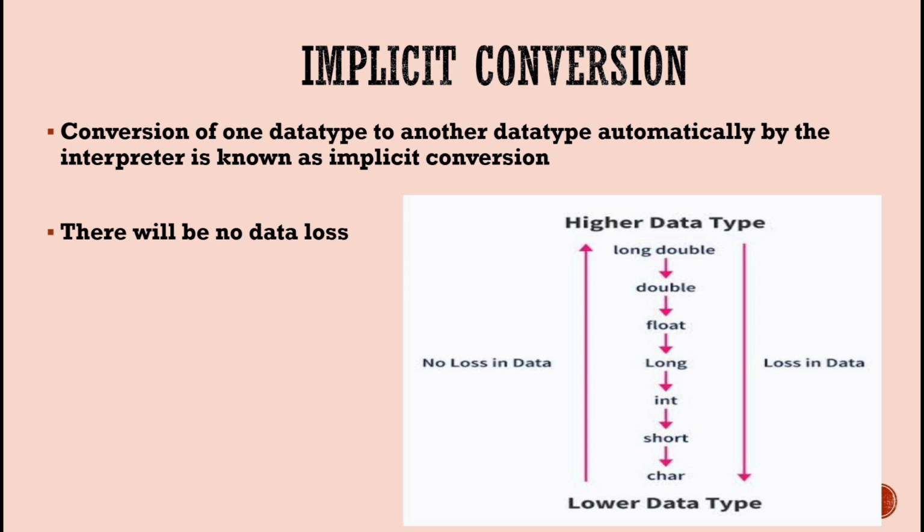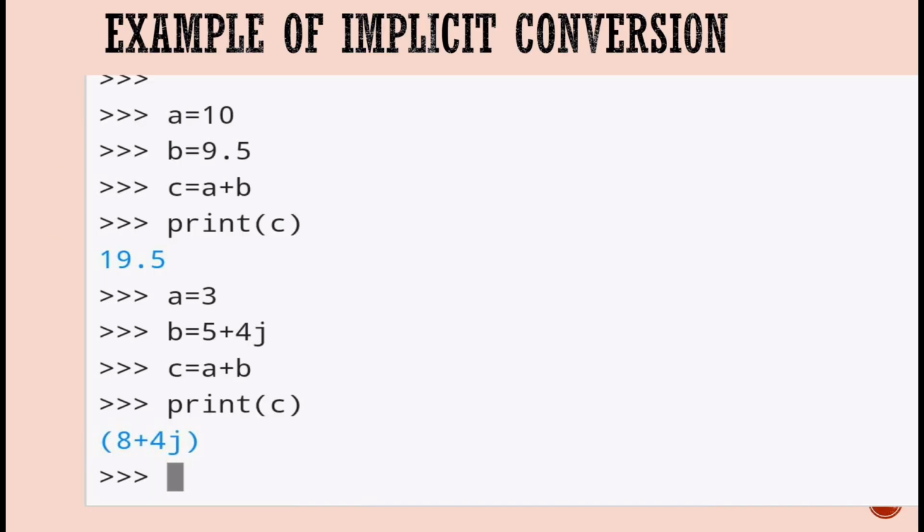You can look at the diagram there. Char, short, int, long, float, double. So int is the lower data type, having a lower ranking than float. If a program contains int and float data, automatically the interpreter will convert the integer data type to the floating data type.